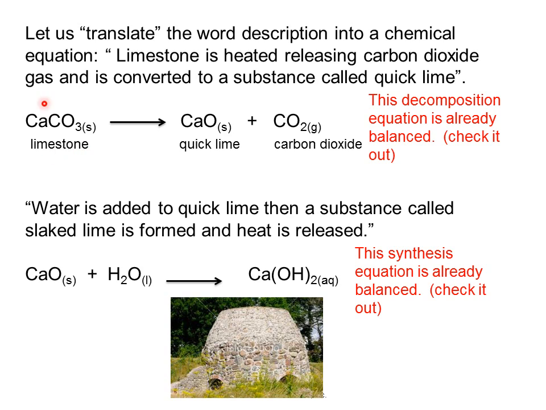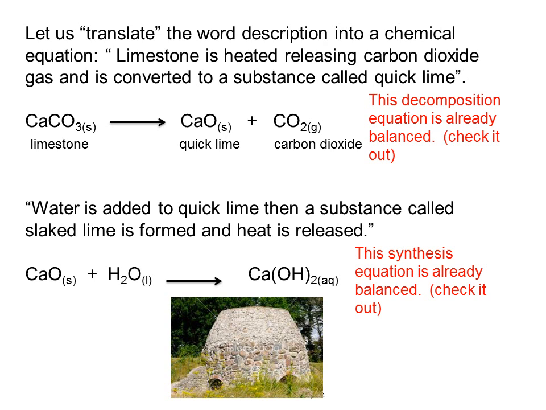So let's do the translation. Limestone, there it is, calcium carbonate, reacts to form quicklime plus carbon dioxide. This equation is already balanced, you can tell. 1 calcium, 1 calcium, 1 carbon, 1 carbon, 3 oxygens, 1, 2, 3 oxygens.